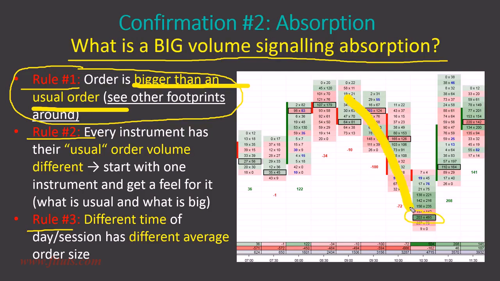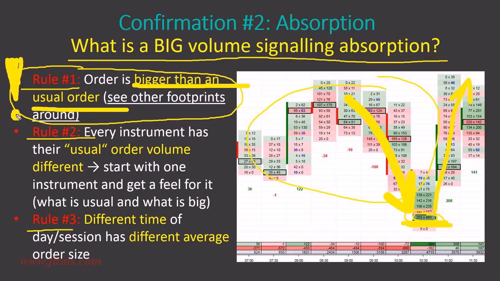So if you look at this picture, the price was going downwards, it got absorbed in here, and then went upwards. And if you look at those numbers, 203 and 493, you can immediately tell that it's way bigger than the average, right? If you look at those footprints, those volumes in here are way above the average. This is the most important rule, rule number 1. If you are new to this, just stick to this rule number 1 and you should be fine, alright?